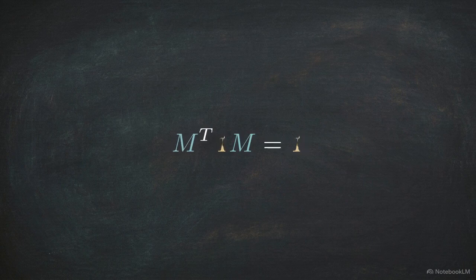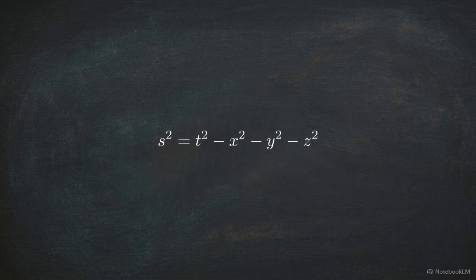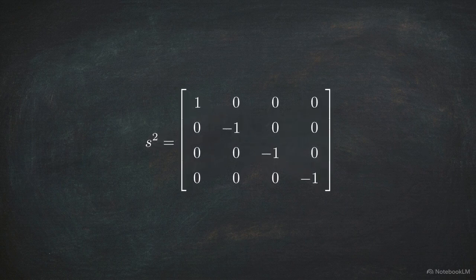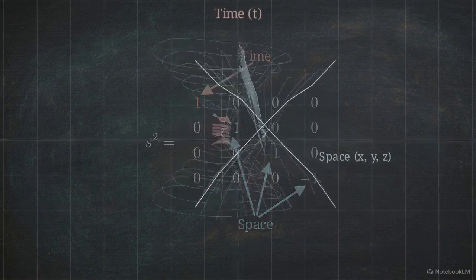Here, the matrix A is simply the identity matrix. The preservation condition becomes M transpose M equals the identity. The matrices that satisfy this equation form the orthogonal group. We can scale this up to something more complex, like the pseudo-orthogonal quadratic form of spacetime. The matrix for this form is a 4x4 diagonal matrix with entries of 1, -1, -1, and -1. The positive entry represents the dimension of time, and the negative entries represent space. The matrices that preserve this specific spacetime form are called Lorentz transformations.